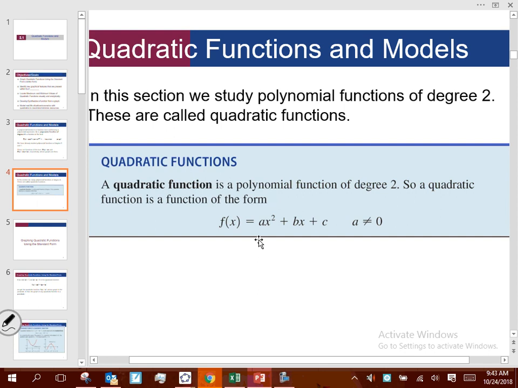f(x) = ax² + bx + c. a cannot be 0. If a is 0, what do you get? You get a linear function. Okay, so it would be a potential issue if we let a be 0.